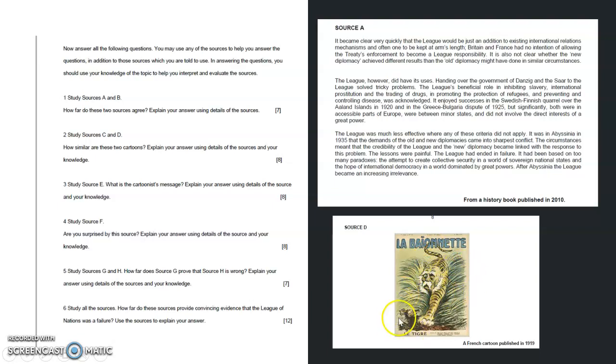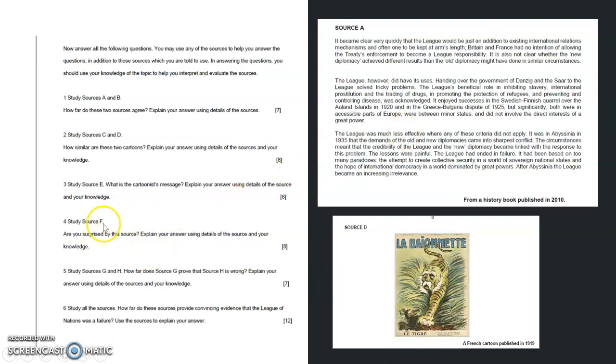What does this eagle or bird symbolize? You have to be able to explain the meaning of the tiger crushing the eagle. And then, what is the real or hidden message of this?